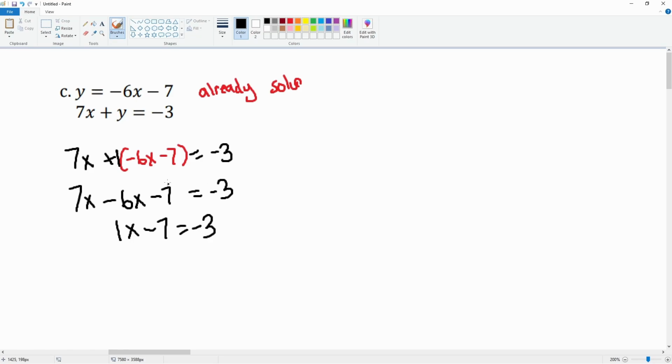We always simplify before trying to solve. Then I'm going to add 7 to both sides. This does cancel, leaving you with just a 1x or just x. Negative 3 plus 7, it is a 4. I want to know what my y value is. So I'm going to use my first equation here of negative y equals negative 6x minus 7. I'm going to make that substitution because I know x is the number 4.